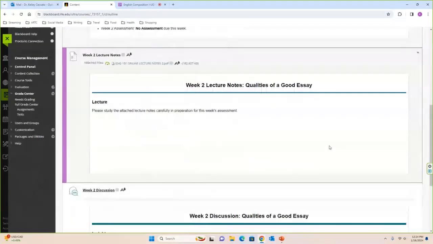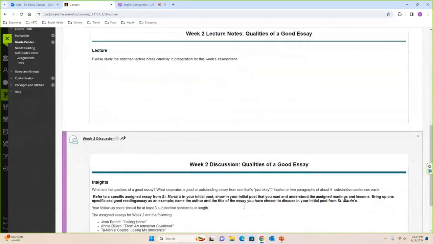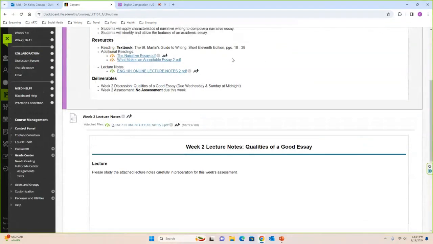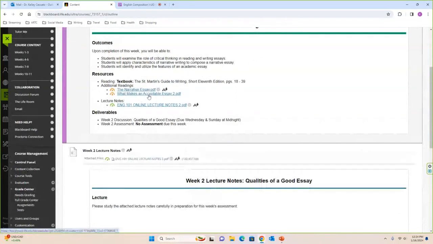Then, after you've given me your own views on what makes an acceptable essay, then you can go to your lecture notes and look at the PowerPoint that talks about the qualities of an acceptable generic essay, and then take a look at this description of the first kind of essay that you're going to be writing, the narrative essay.